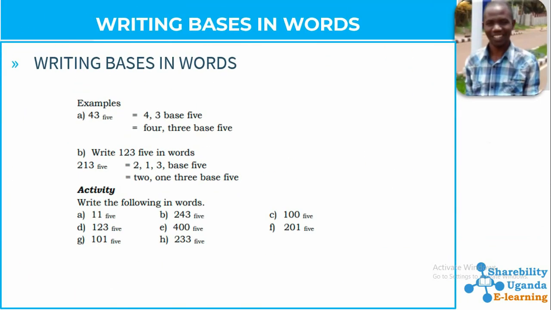So now we shall also be able to get some knowledge about writing bases in words. How do we write these bases in words, and how do we talk if a number is given in words? So we have an example here, and our example is 4, 3 to base 5. This is the way how we write them and how we read them. We say our 4, 3 base 5. Then when they say write 2, 1, 3 base 5 in words, we shall say 2, then 1, then 3 base 5.